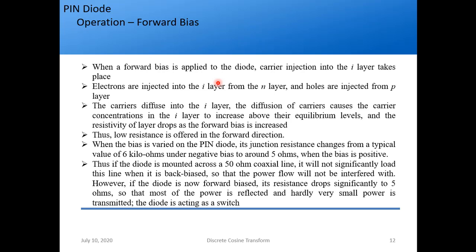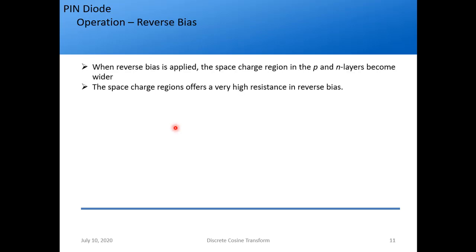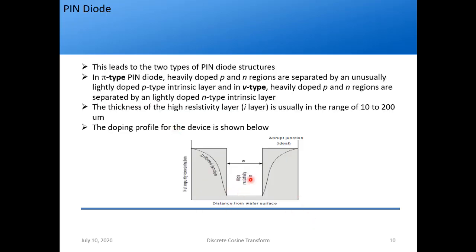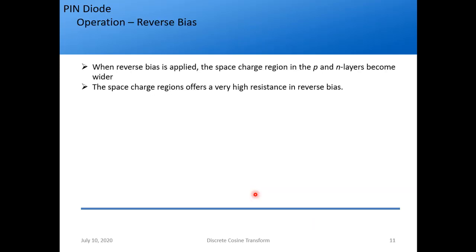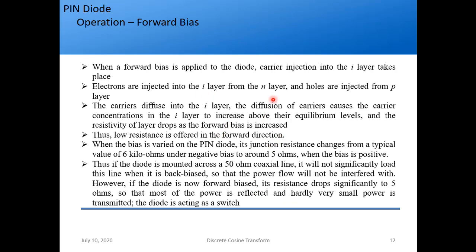When a forward bias is applied, what happens? Electrons are injected into the I layer from the N layer, and holes are also injected from the P layer into the I layer. This reduces the depletion layer, right? Because of this, the resistivity of the I layer decreases, because obviously holes and electrons are getting transferred into this layer. Because of this, low resistance is offered in the forward direction, or when it is forward biased, so current starts flowing, right?